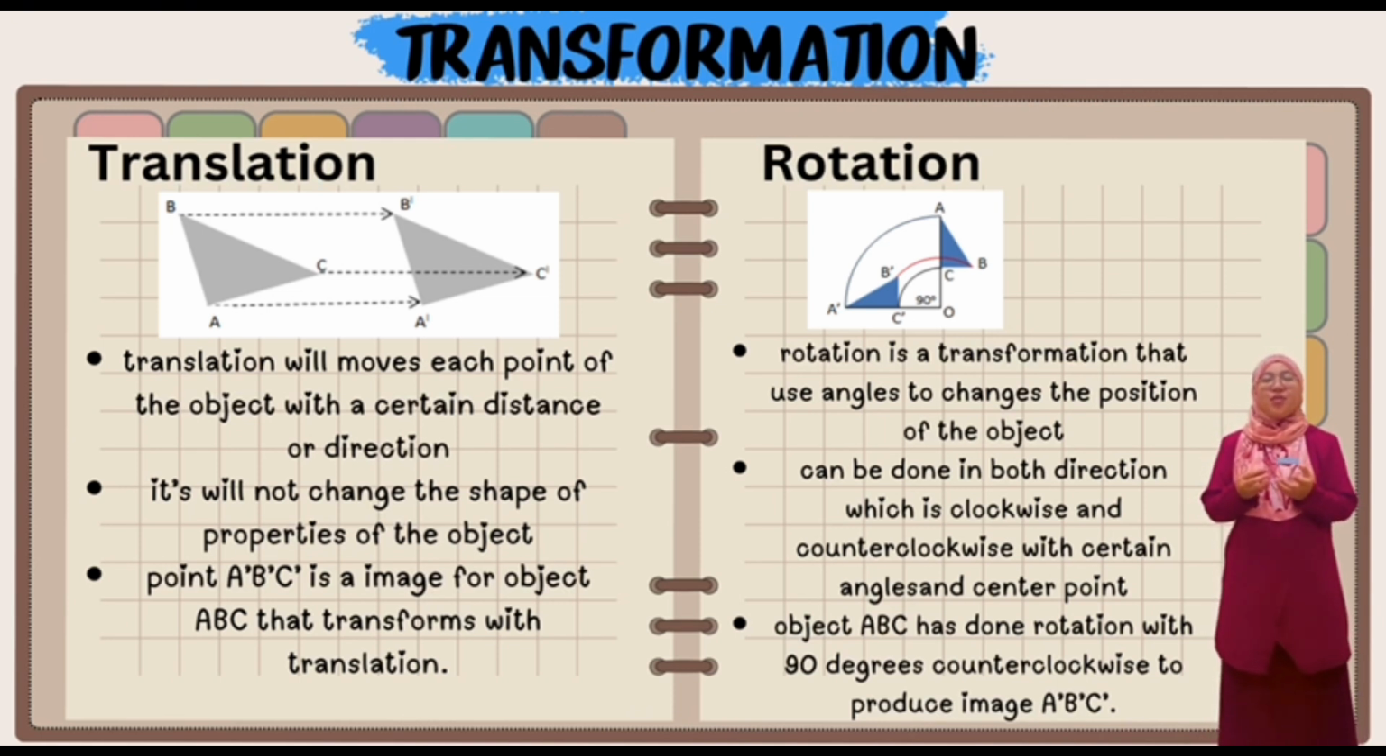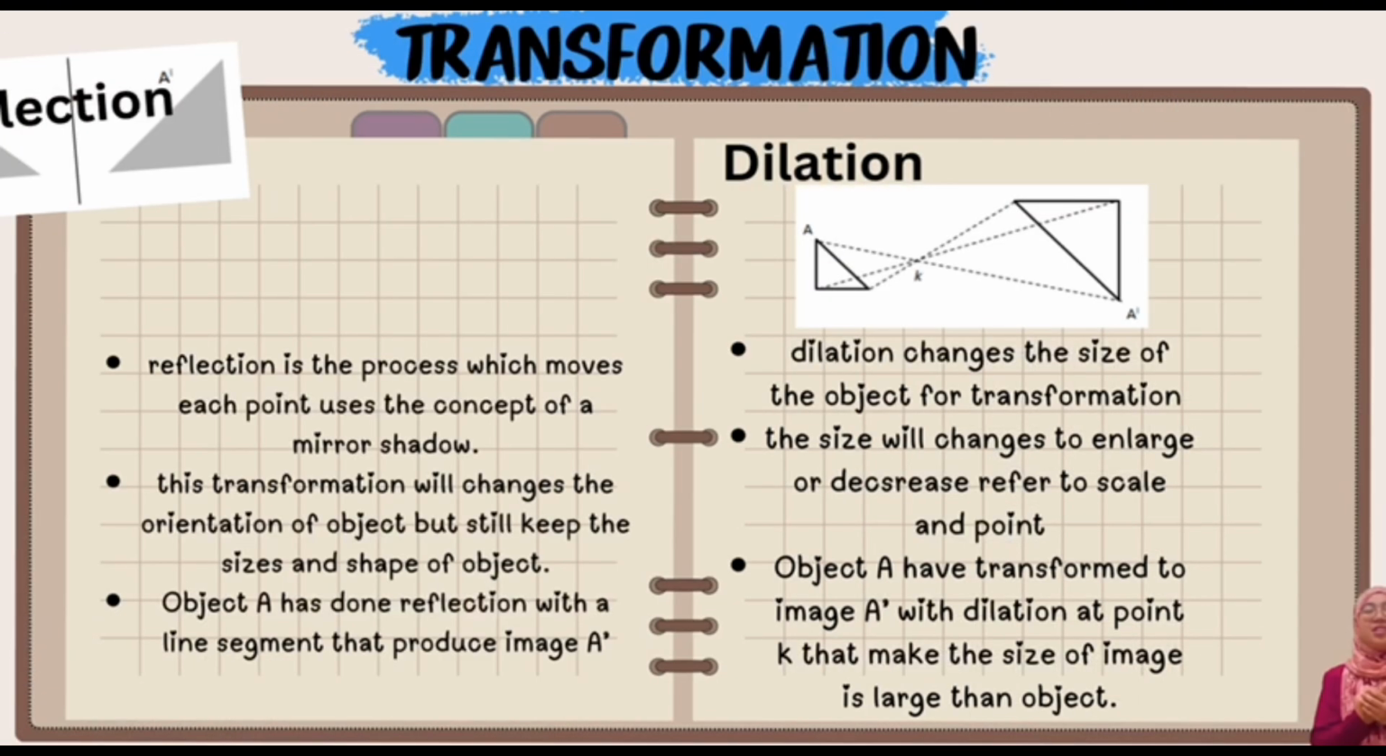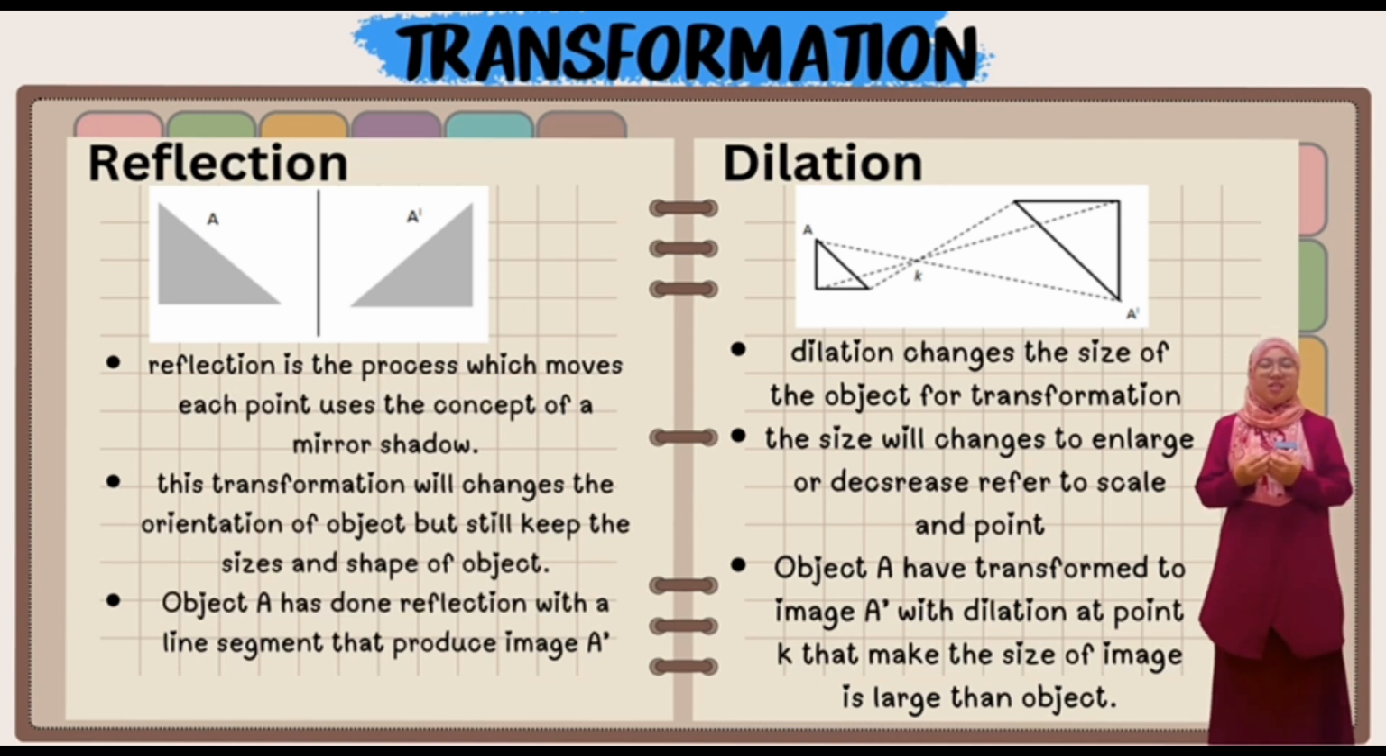Rotation is a transformation that uses angles to change the position of the object. It can be done in both directions, which are clockwise and counterclockwise, with a certain angle and center point. For example, object ABC has done rotation with 19 degrees counterclockwise to produce image A prime, B prime, and C prime. The third transformation is reflection.